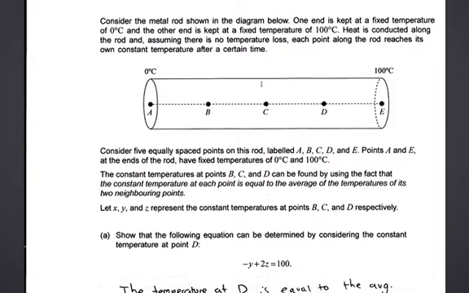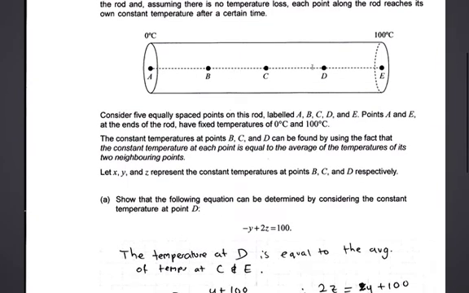Look at the metal rod in the diagram. One end is fixed at 0 degrees and the other end is fixed at 100 degrees Celsius. And heat is conducted along the rod, and there's no significant temperature loss at each point. Okay, they're equally spaced, these points. We have A through to E, so we have 5 of them, and they're all equally spaced, so we're told that much.